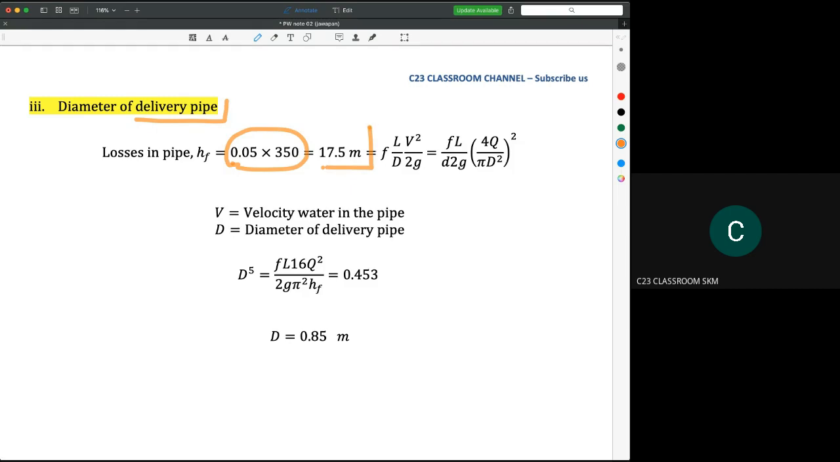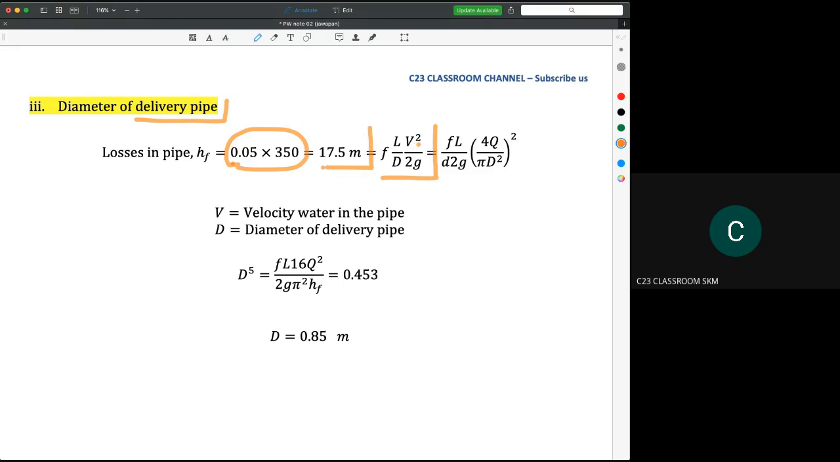And this is the major loss. So we could ignore the minor loss. It also not given any information about minor loss in this question. So we just assume that it is okay for us to calculate only the major losses here. So the equation for major loss is like this one, f L over D V square over 2g.